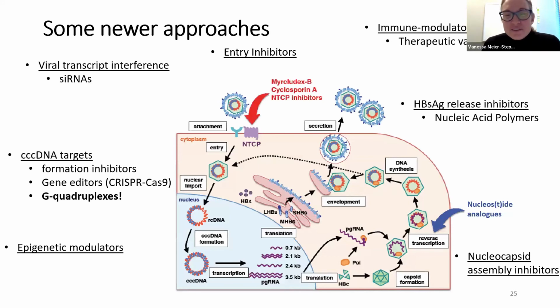So there are all kinds of new approaches and creative ways of tackling this, including things such as therapeutic vaccinations, where you stimulate the immune system to see the virus again, or maybe to see the virus in a different way, to have it attack the cells; shutting down transcription through silencing RNAs, so small interfering RNAs; and different epigenetic modulators. As I mentioned, this cccDNA is wrapped around histones, so it's also bound to the same rules of epigenetics as our host genome. And then different things to impact different components of the life cycle.